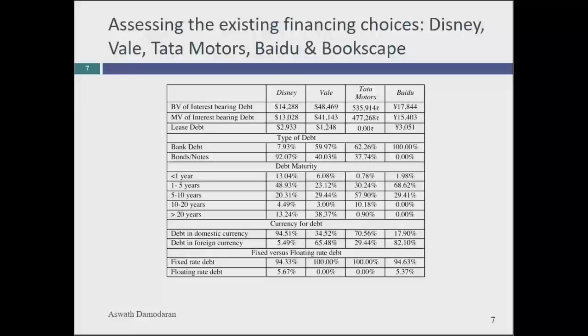Remember, both factors play in. 57% of the debt is 5 to 10 year debt. And Baidu has a lot of short-term debt. Again, for the moment, just leave that as a descriptive and start thinking about how that debt matches up to what you'd expect to see in these companies.